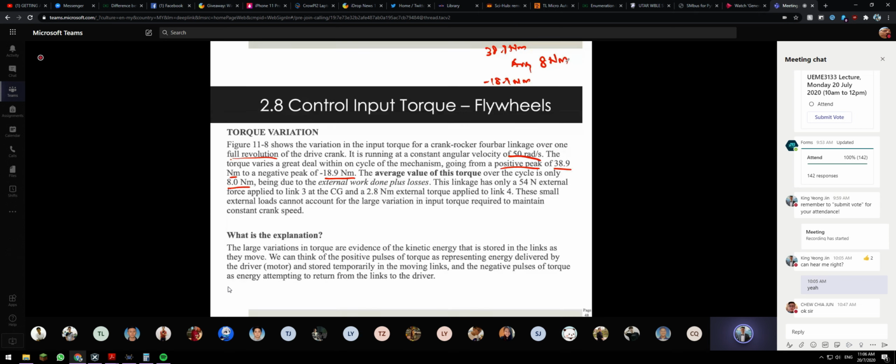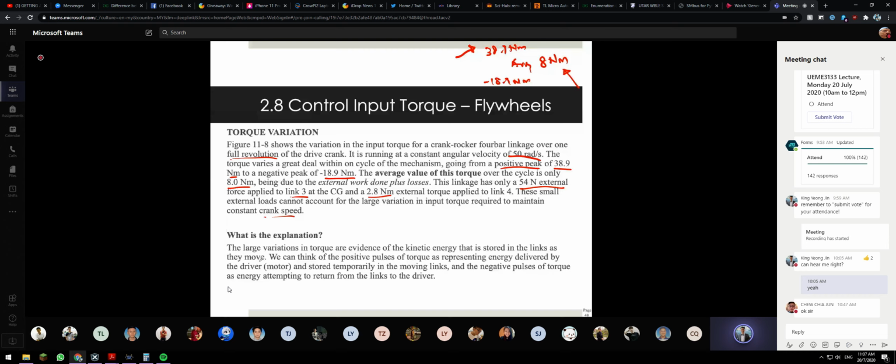So the question now is, are you going to size the motor with the 38.9 Newton meters, or can we just size the motor according to the 8 Newton meters? This linkage has only a 54 Newton external force applied to link 3, and also a 2.8 Newton meter external torque applied to link 4. So this small external load cannot account for the large variation in the input torque required to maintain the crank speed. So why did this happen?